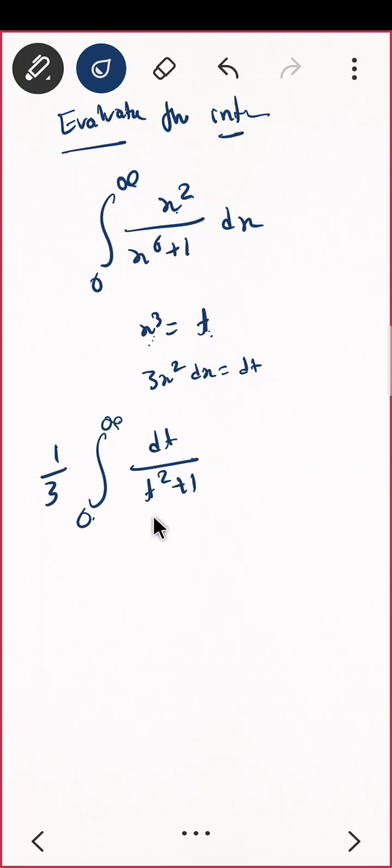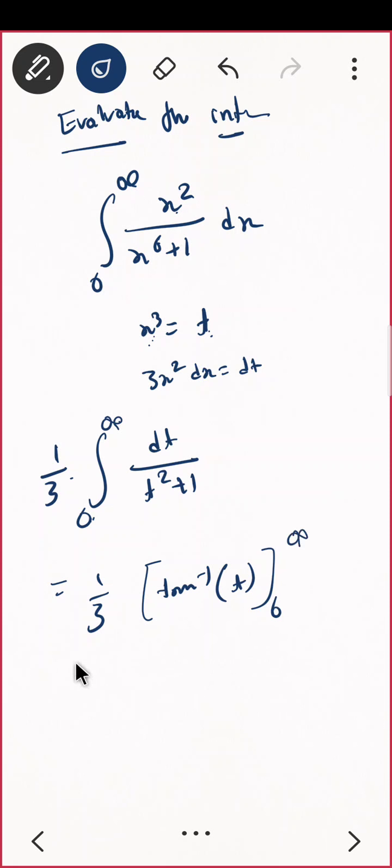And what is this? dt upon t square plus 1. Do you know the integral of this? Correct. Tan inverse of t. So actually, I should also write limit r going to infinity, 0 to r. I should have written it that way. So what will this be? 1 by 3 into pi by 2. So it is pi by 6.